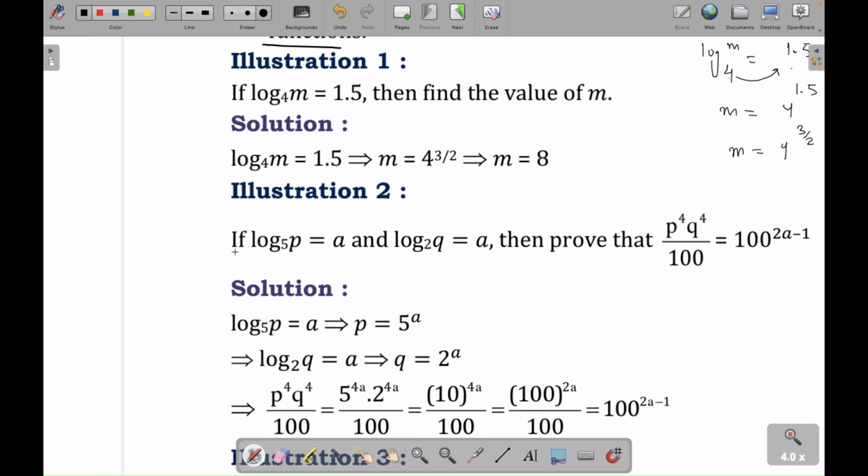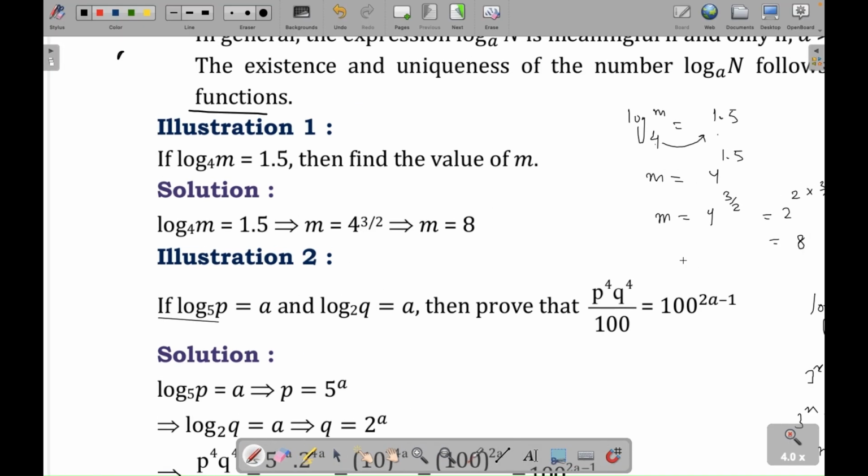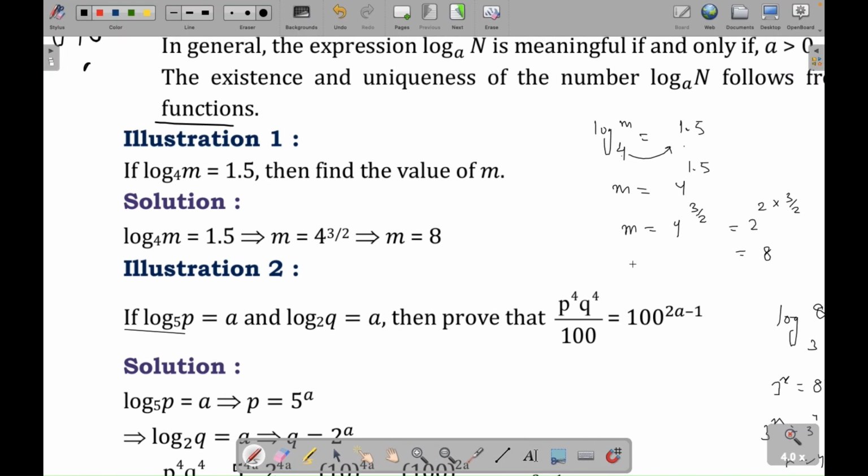Then you have this question: if log p to the base 5 is a and log q to the base 2 is a, both are a, then prove that p to the power 4, q to the power 4 upon 100 is equal to 100 to the power 2a minus 1. Can you try solving this once? I'll tell you how you should solve this. First, find the value of p in terms of a. Then find the value of q in terms of a. Once you do that, you'll get rid of that log. And then you'll be just left with p in terms of a and q in terms of a, which you can solve to get this thing.